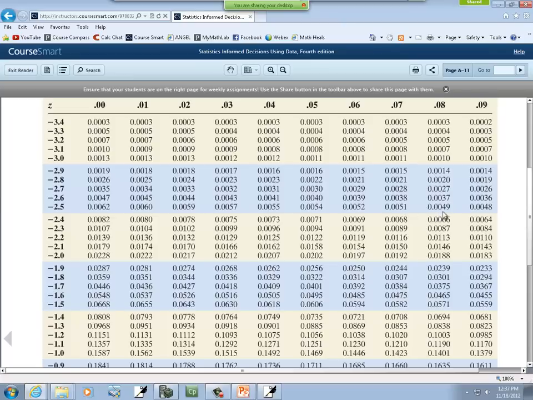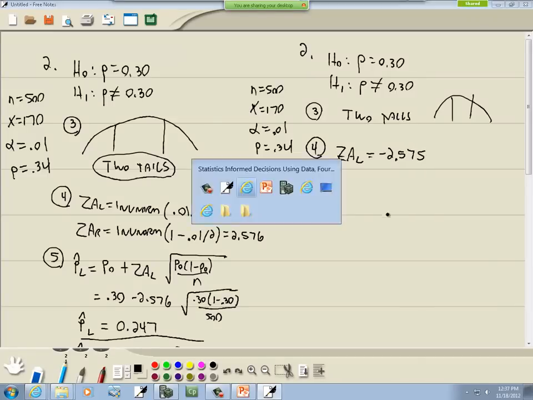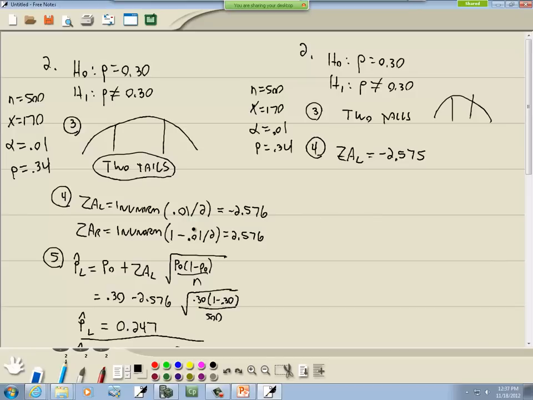0.051 and 0.049, so halfway in between these. So I come up here, these are my hundredths place. 0.07 and 0.08, so I'm going to use 0.075. So I'll put 75 there. Aha! That's slightly different, isn't it? Assuming I rounded correctly there.